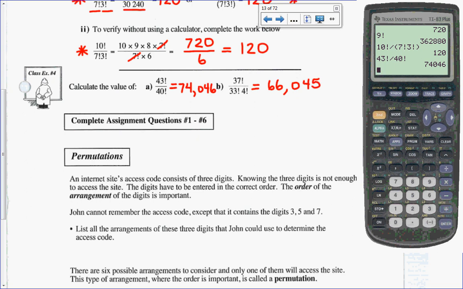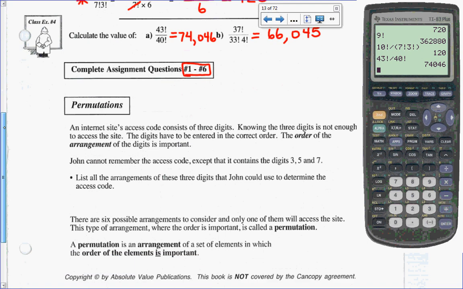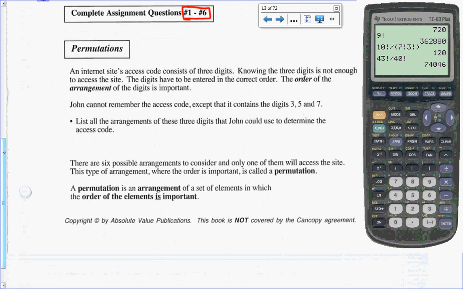Okay, I hope you were able to get 66,045 as your answer. Now, as you can see, there are some questions that go along with this to practice simplifying factorials and solving factorial equations. I'm going to have you work on 1 to 6 at the end of class, but we are going to continue on and do the next section as well, which is permutations. Then you'll have a chance to do all of those questions at the end of class, okay?